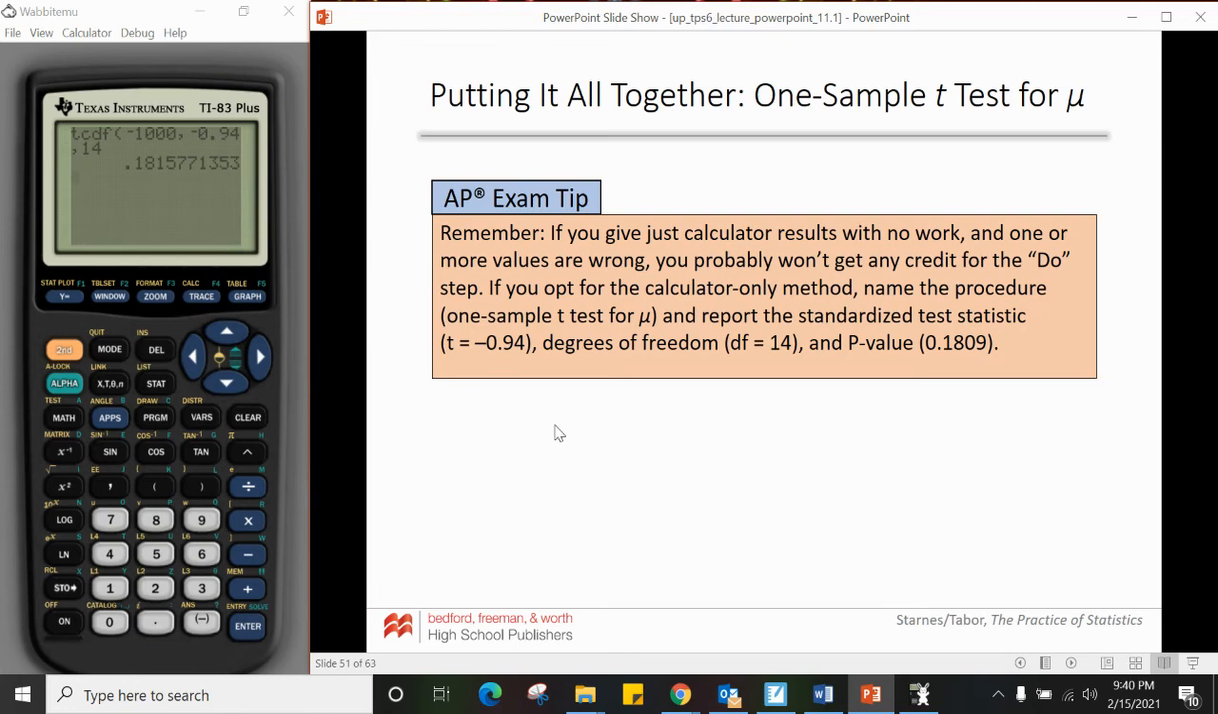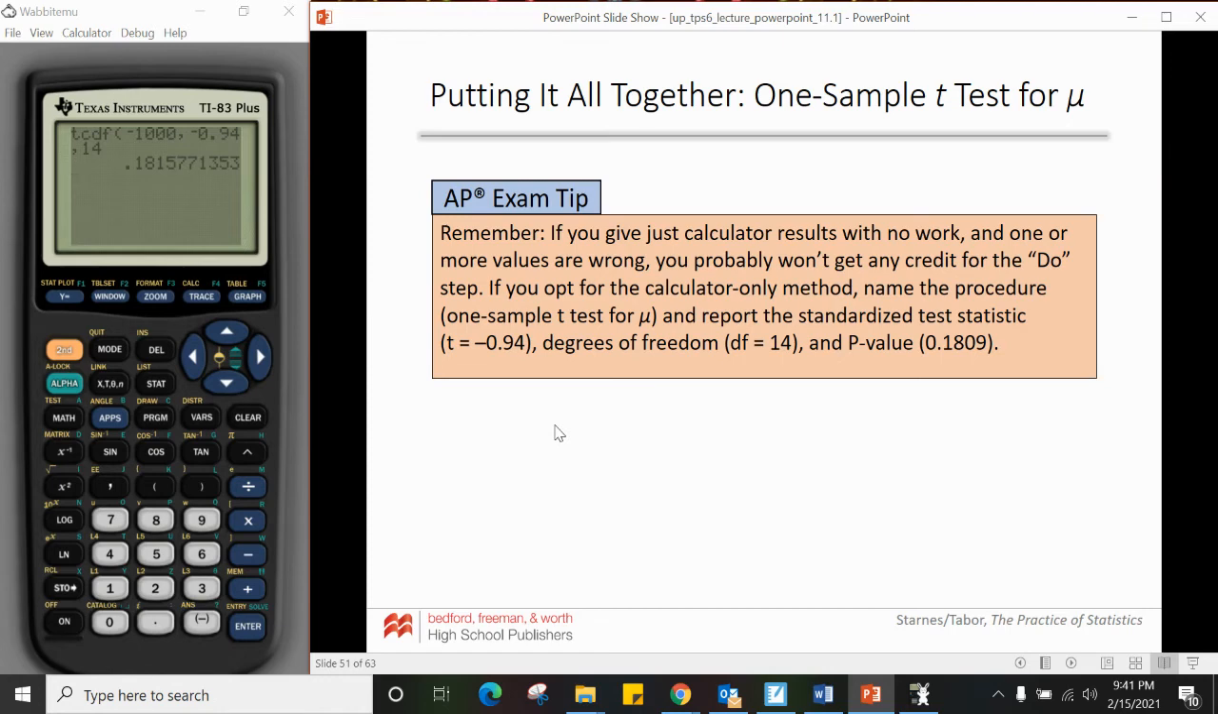This is a big, big, big exam tip, except for all you lazy people who don't want to write things on your tests. If you're going to use the calculator work, please, please write these things down. I'm just going to read this word for word because I think it's that important. If you give just the calculator results with no work and one or more values are wrong, either you typed it into your calculator wrong, or you just wrote it down wrong, or whatever the case is, it's wrong. You probably won't get any credit for the do step.